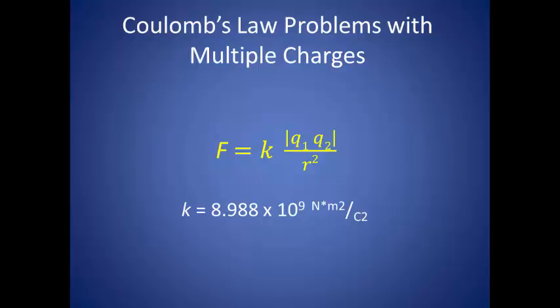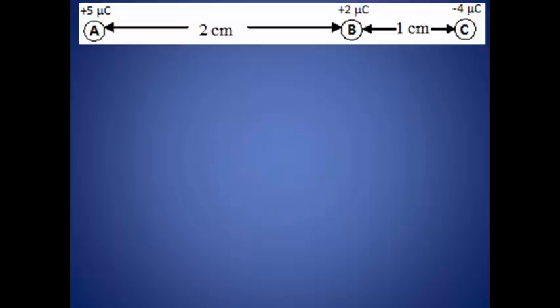Remember, Coulomb's law is simply the mathematical description of the electrostatic force between two charged particles. This law can also be applied when multiple charges are present and acting on each other. This, of course, makes things a little more interesting. Say we have three charges that are all aligned as shown. What is the force being exerted on each of the individual charges?